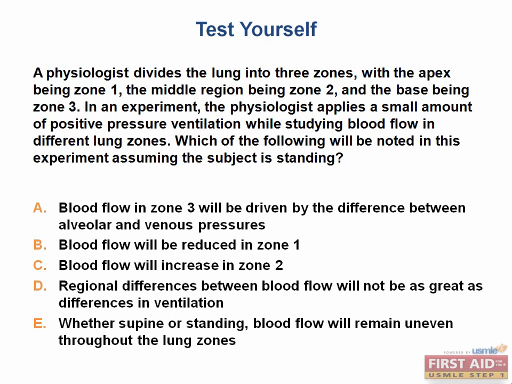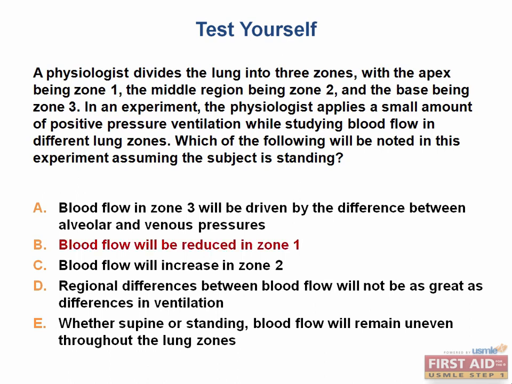A physiologist divides the lung into 3 zones, with the apex being zone 1, the middle region being zone 2, and the base being zone 3. In an experiment, the physiologist applies a small amount of positive pressure ventilation while studying blood flow in different lung zones. Which of the following will be noted in this experiment, assuming the subject is standing?